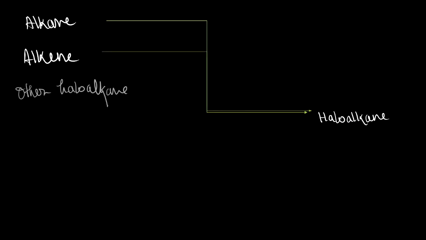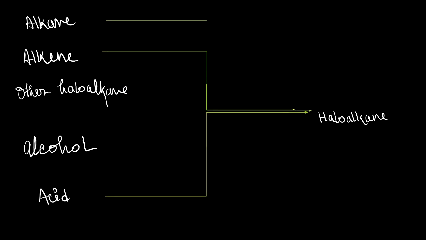Haloalkane can be prepared by various processes: from alkene, from alkane, from other haloalkanes, from alcohols, and also from acid. I have basically taken your reduced syllabus here. According to the reduced syllabus, I am talking about the preparation of haloalkane. In the preparation of haloalkane, we will see the reactions in two ways. First, what is the reagent we are using?